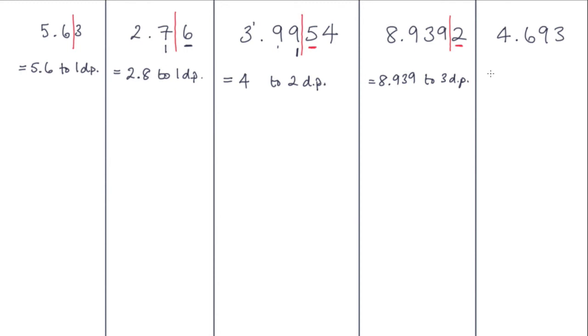And this last question here, let's do that to 1 decimal place again. So 1 decimal place is here. I look at this number. Is it 5 or more? Yes, it is. So I add 1 to 4.6, which will give me 4.7. And that's to 1 dp.